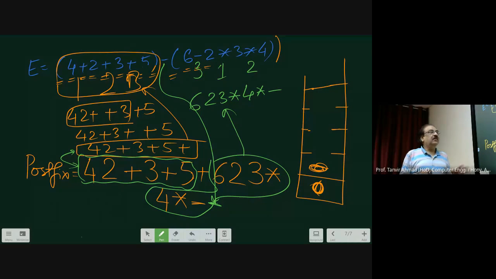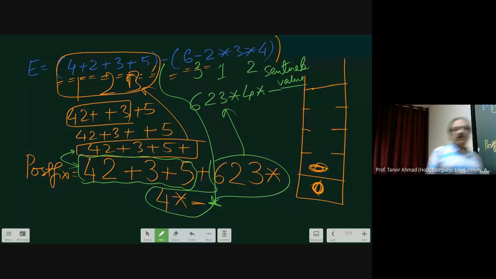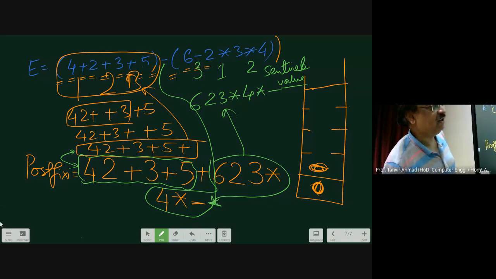And with this, at the end, you will find that this particular stack must be empty when you encounter the sentinel value you have put down. Sentinel value means the end of the expression, any sentinel value. Once you encounter that, your stack must be empty. Okay, now this is fine. You will just keep on practicing.